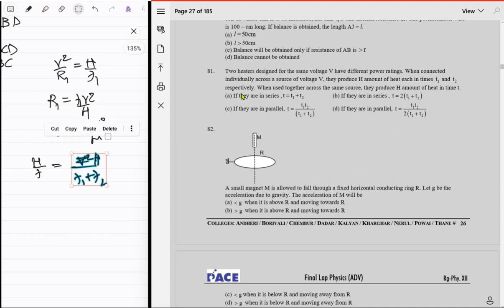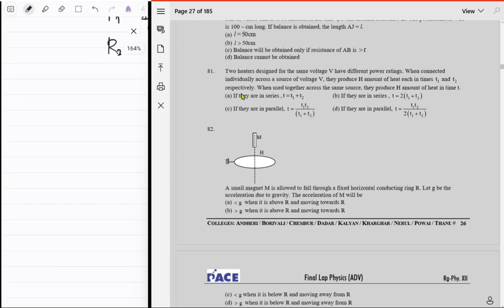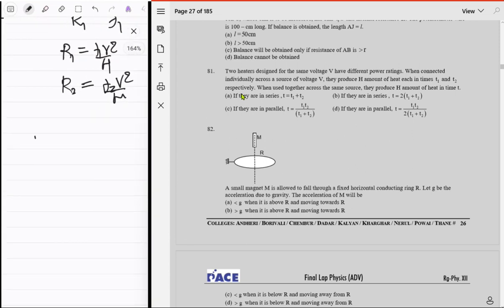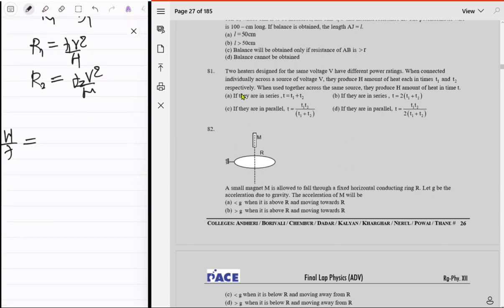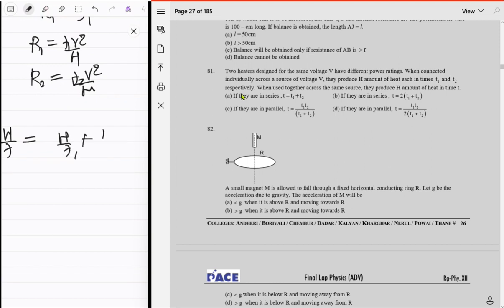And if they are in parallel, then the resistance that will come, it's right. So in time T they are producing H. So H upon T is the total power, which is power from one of them plus power from the other one. So it's an addition basically. So H upon T1 plus H upon T2, because these are the powers of these guys. So I added them, right? Yes. So if they are in parallel, it's going to be T1 T2 upon T1 plus T2. So C is the answer.